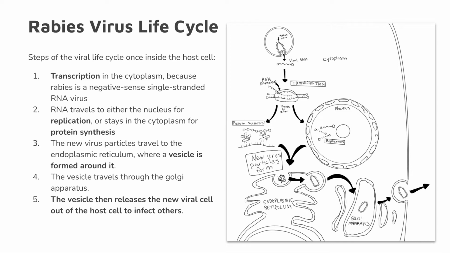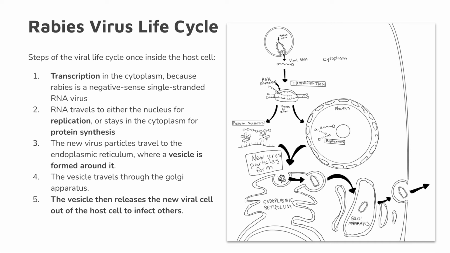All right, so the next part of this is what does this genetic information do once it's successfully released into the cytoplasm of the host cell? And so I've separated this into 5 basic steps. The first step is going to be transcription inside the cytoplasm, because the RNA inside of the virus is single-stranded and negative sense. And so what that means is that it basically has to undergo transcription before it can be replicated or do protein synthesis or any of that. And so it undergoes transcription in the cytoplasm.